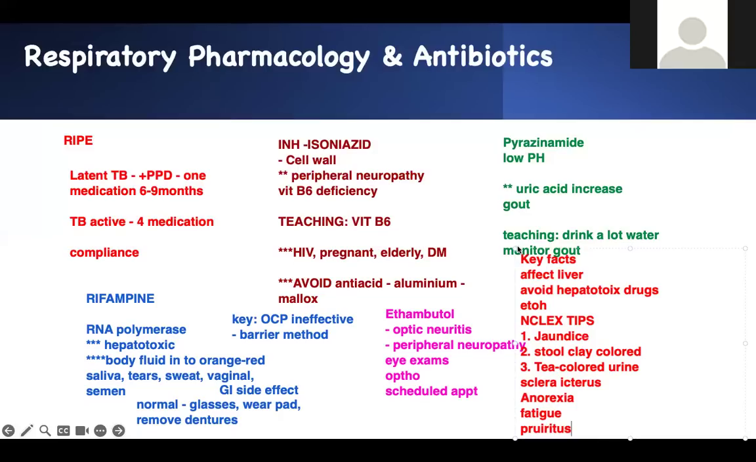They are antibiotics. The patient needs to know they need to be compliant with it. Take it for 6 to 9 months. If you have TB, PPD, and you don't take it for that long, you become resistant. You get full blown TB, and you take four medications.